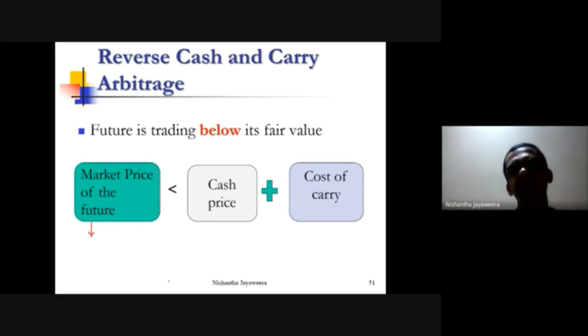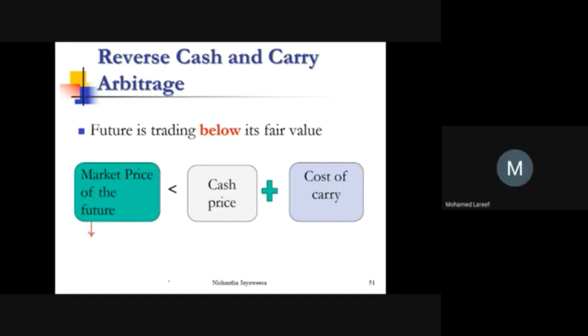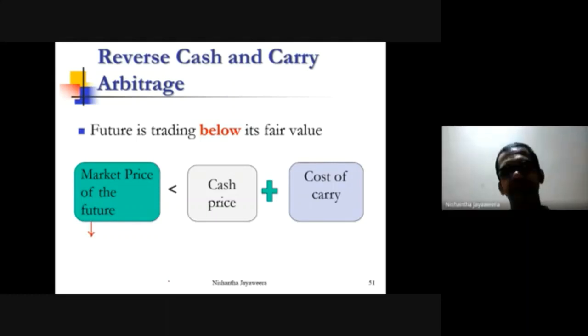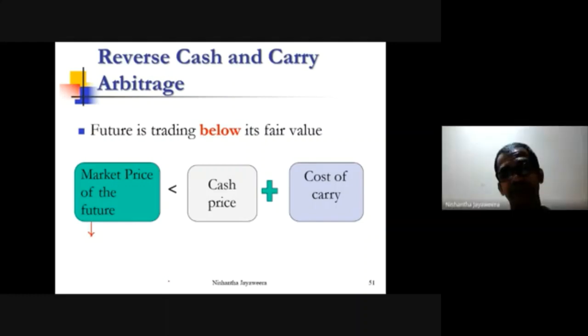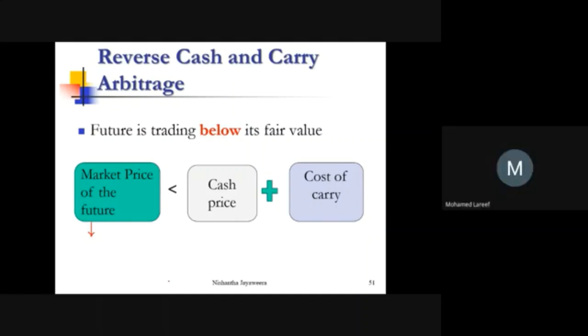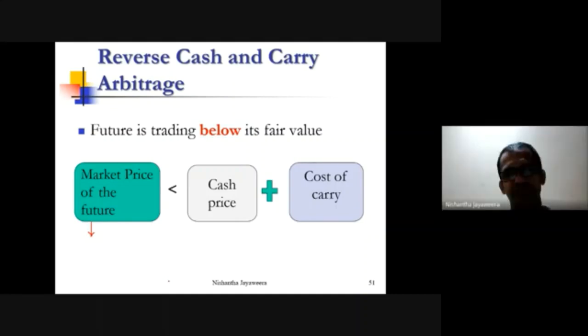Now which one is cheap? Today's price of what? The underlying asset or the futures? Futures. Yes. Today's market futures price is cheap. So you buy this. You buy a futures contract.